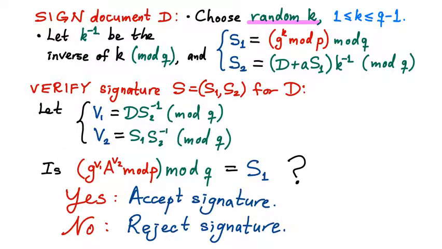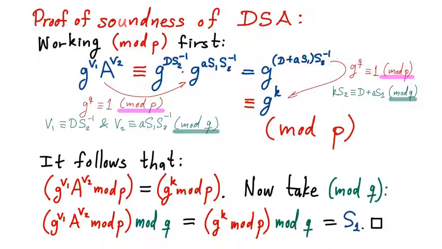Otherwise, reject it. So the proof of soundness of DSA, I'm going to do that in two parts. First, we're going to be working exclusively modulo P. So remember that there's this double mod P mod Q issue. So the first part is just working modulo P. So G to the V1, let's start with G to the V1 times A to the V2.